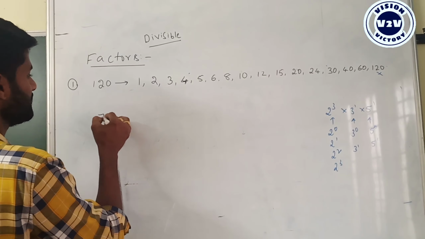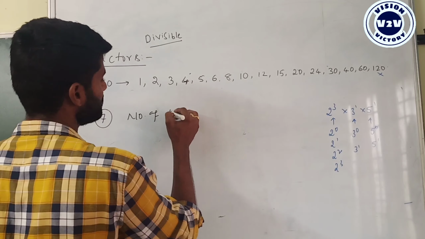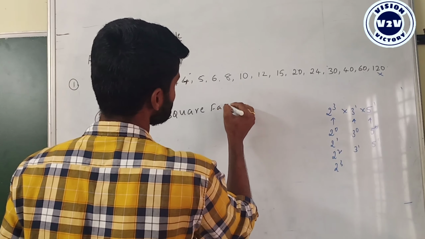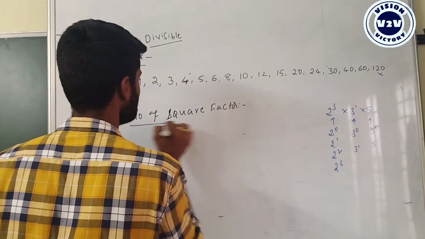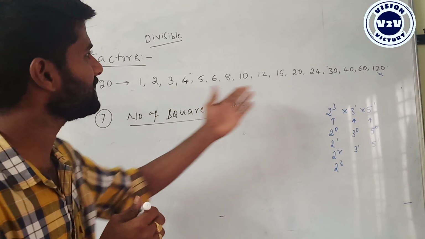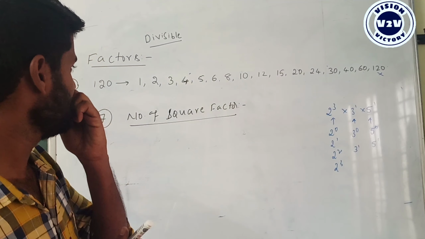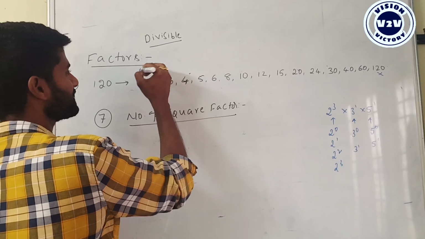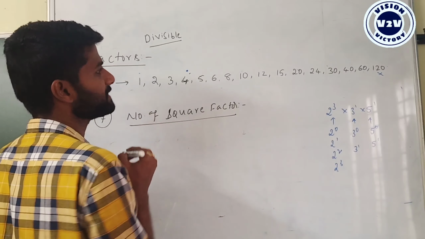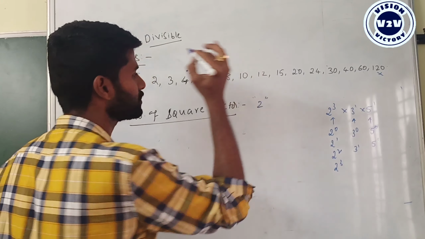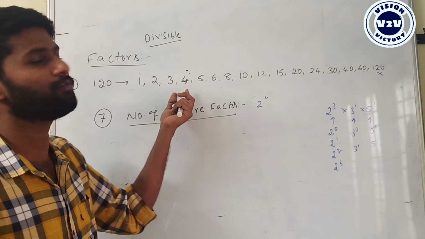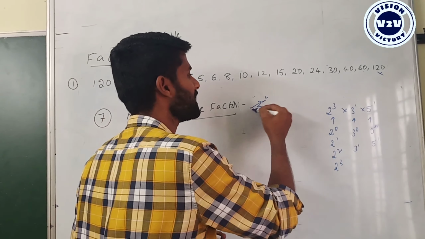Next, go to the 7th question for factors. Find the number of square factors for 120. First, we know the numbers. These are the exact divisors of 120. See here the question, number of square factors. Square factors means perfect square numbers. For example, 1 and 4 are perfect square numbers. The answer is 2. We know the numbers, we can see and realize that 1 and 4 are perfect squares. That's why I can choose the answer as 2.